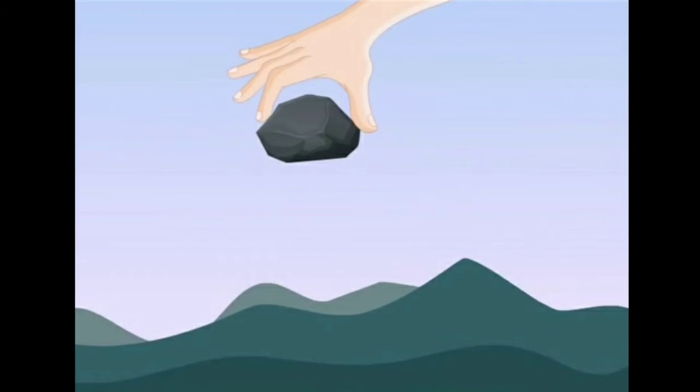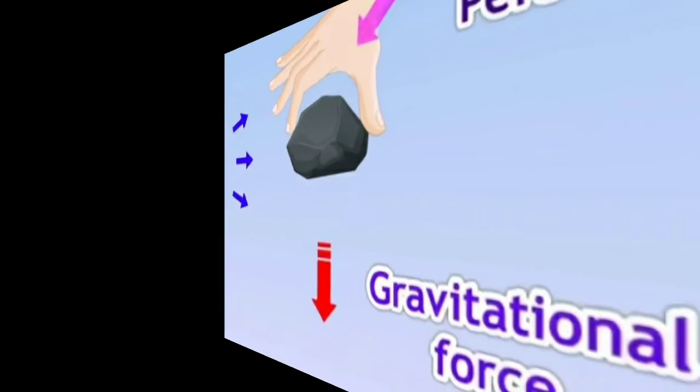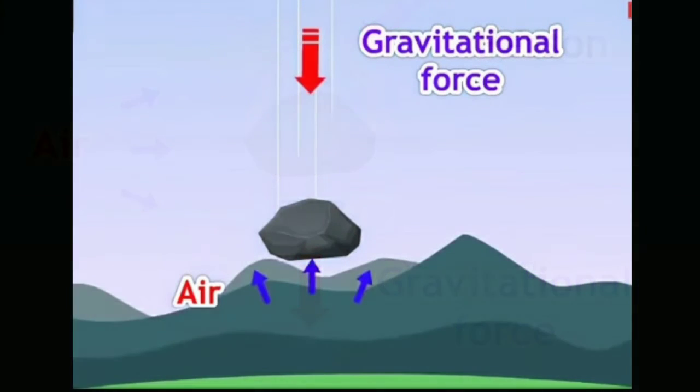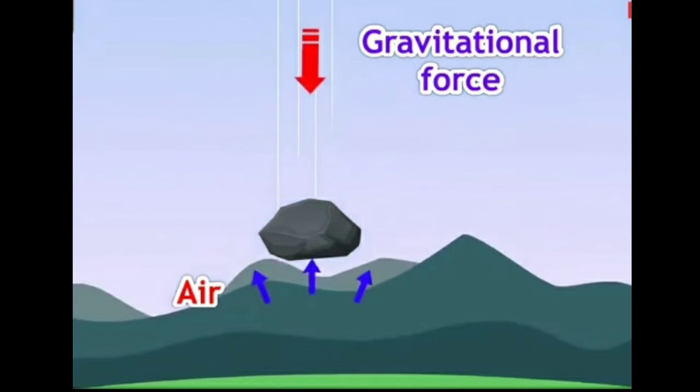The answers to these questions are: the forces acting on that small stone are the force exerted by the person holding it, the force exerted by the air, and the earth's gravitational force. Okay? After releasing the stone, it falls on the ground. The forces acting on the stone after releasing it are the force exerted by air and the earth's gravitational force. Okay?